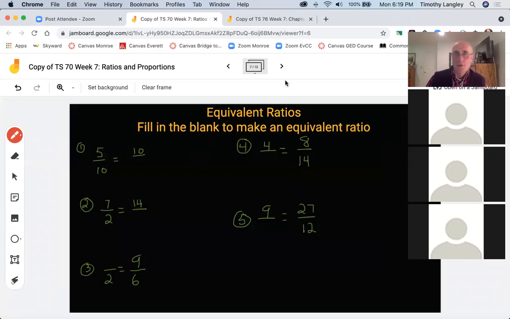Why don't you take a moment here and copy these down, spread them out on your page, because we're going to work through these in a moment together. So go ahead and take a moment and copy these.